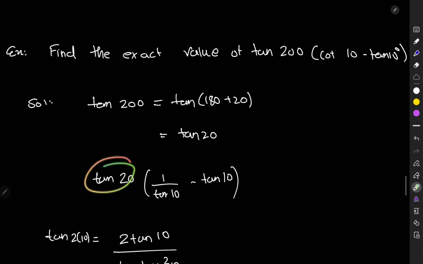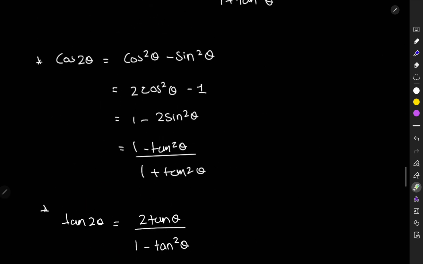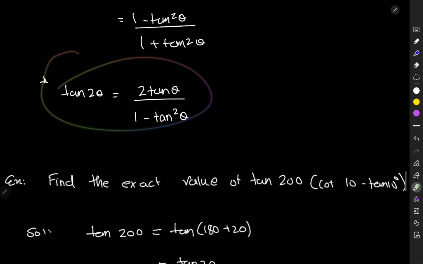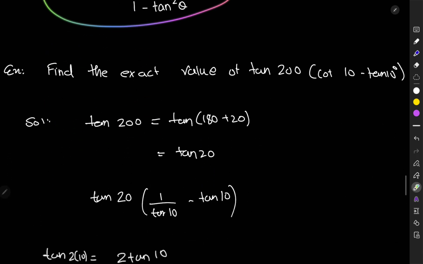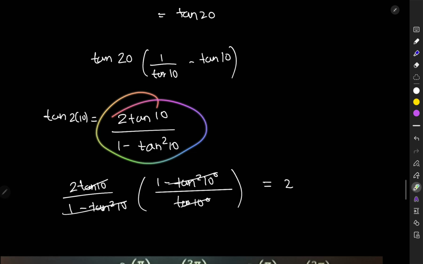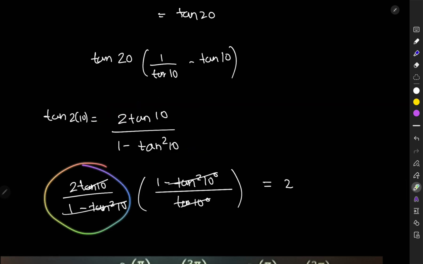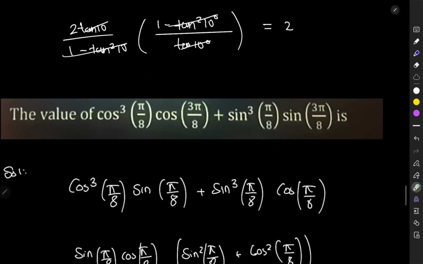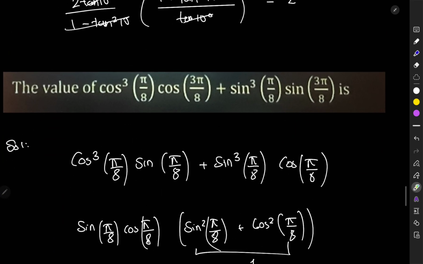Okay, so if you convert this, you can actually see something: this is tan 2 theta, right? So tan 2 theta, we have already studied the formula. Just apply it here, we'll get this. When you apply it, a lot of things will get cancelled and you'll get 2 as the answer. As simple as it is. Okay, easy question.